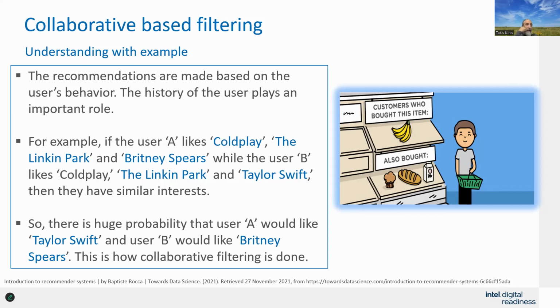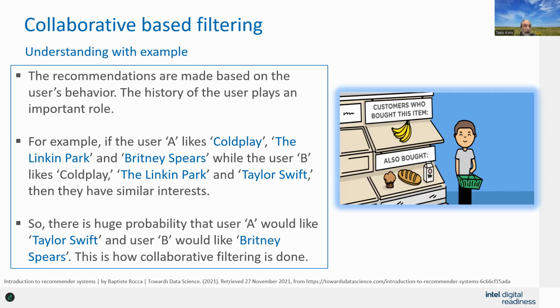However, there's also collaborative filtering. Let's talk about that. The recommendations are made based on the user's behavior. The history of the user plays an important role. For example, if user A likes Coldplay, Linkin Park, and Britney Spears, which I find unlikely, but maybe, while user B likes Coldplay, Linkin Park, and Taylor Swift, right?